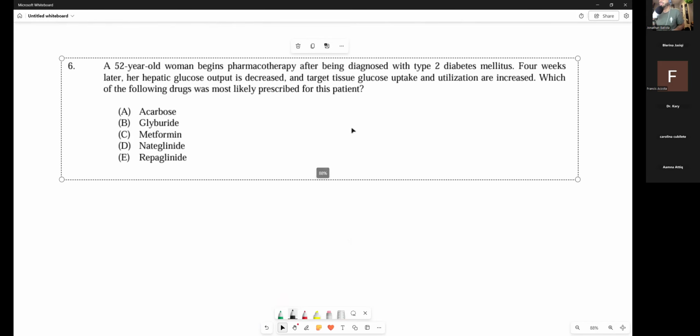Let's look at this one. Which of the following drugs was most likely prescribed to this patient? A 52-year-old woman begins pharmacotherapy after being diagnosed with type 2 diabetes mellitus. Four weeks later, her hepatic glucose output is decreased, and the target tissue glucose uptake and utilization are increased. Which of the following drugs was most likely prescribed?